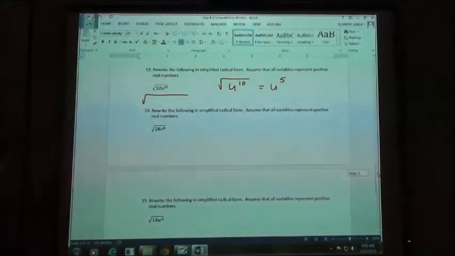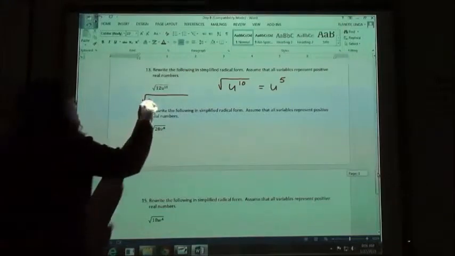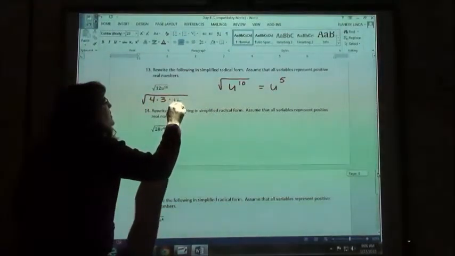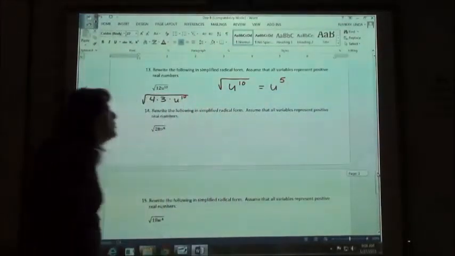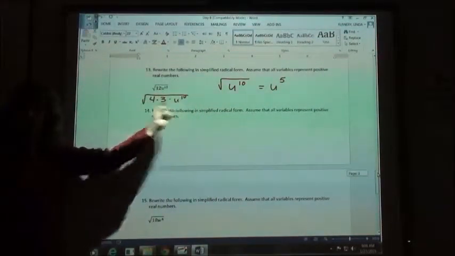12 is not a perfect square, so I want to factor it. I want to pick out my biggest perfect square that goes into 12. What times what should I use for 12? 4 times 3, right? So I'm just going to write it 4 times 3 times u to the 10th. Now I'm going to take out my perfect squares. This time I have two perfect squares, the 4 and the u to the 10th.